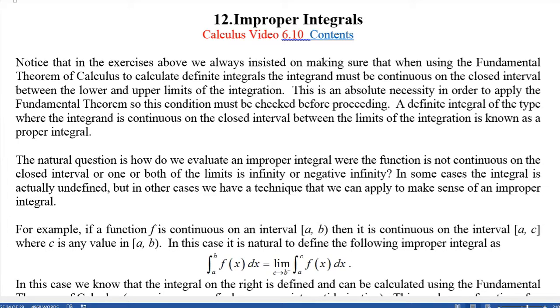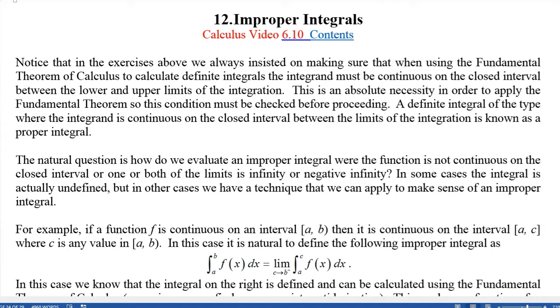We're going to be looking at improper integrals in this video. Now, in the exercises that we had above, we always insisted on making sure that when we use the fundamental theorem of calculus to calculate definite integrals, the integrand, the function we were integrating, absolutely must be continuous on the closed interval between the lower and upper limits of that integration. This is absolutely necessary in order to apply the fundamental theorem. So you have to check that condition before you can go any farther.